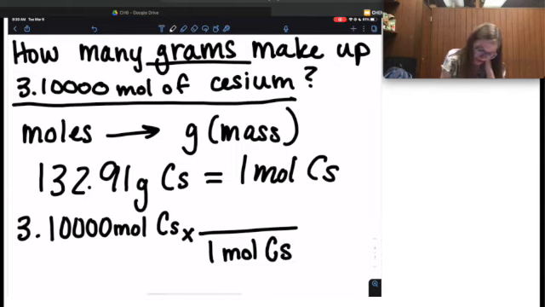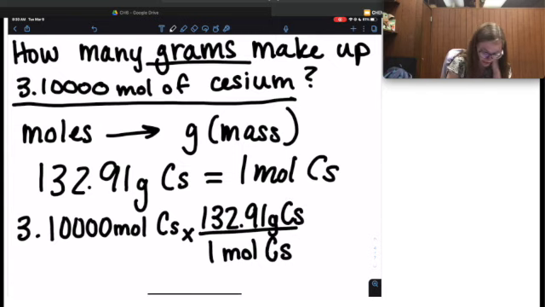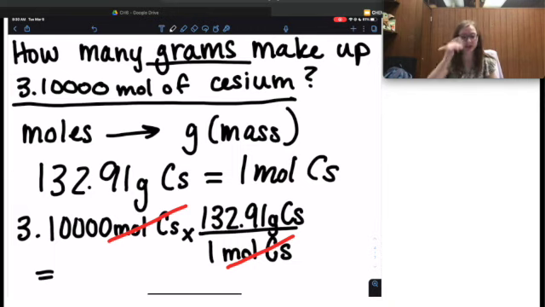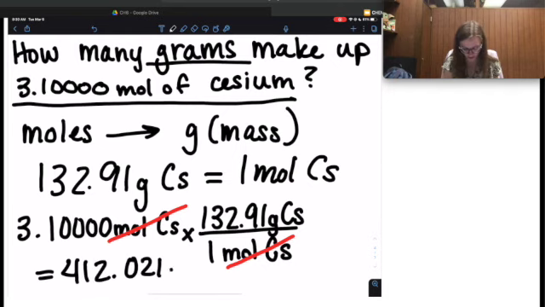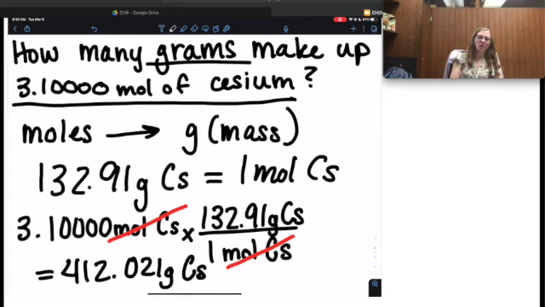And then I'm going to put my 132.91 grams of cesium on the top. So if I check this out, I can check that my units cancel. I've got moles of cesium on the top, and moles of cesium on the bottom. And if I multiply this out, I find that I have 412.021 grams of cesium for every 3.1 moles of cesium.